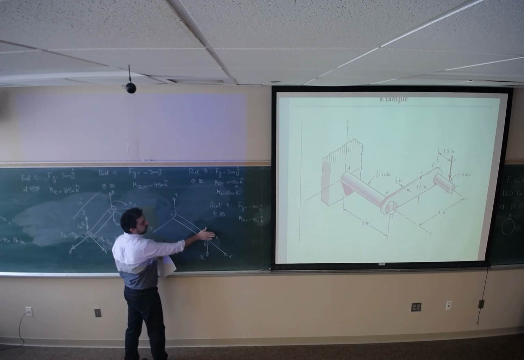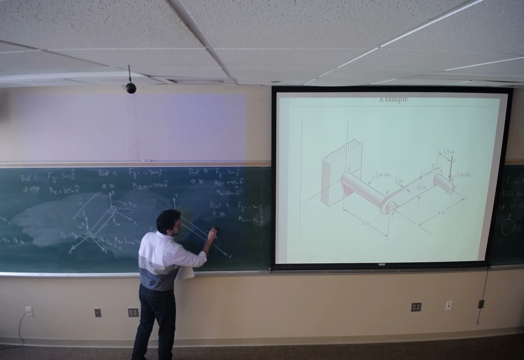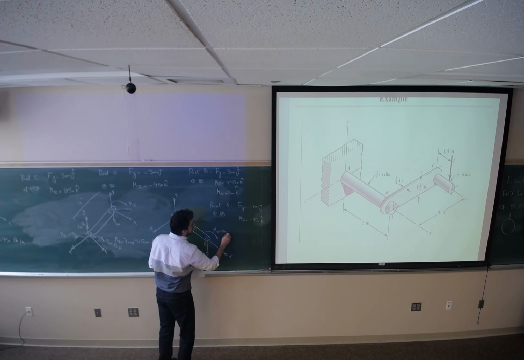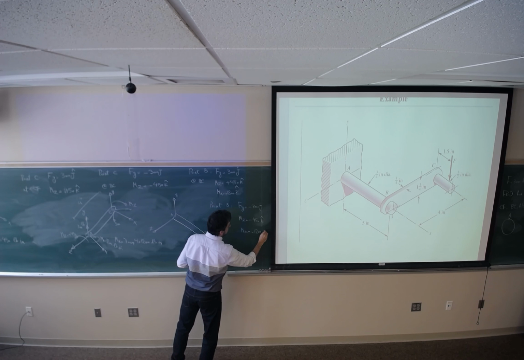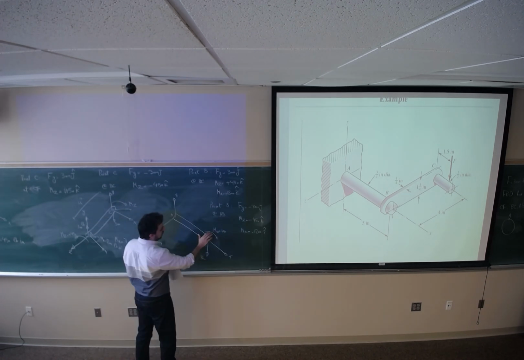My thumb should go in the negative. My finger is showing the direction of rotation. So MZ is negative 450, and we have MX, which is negative 1200 in I. Negative, so it should be in this direction.